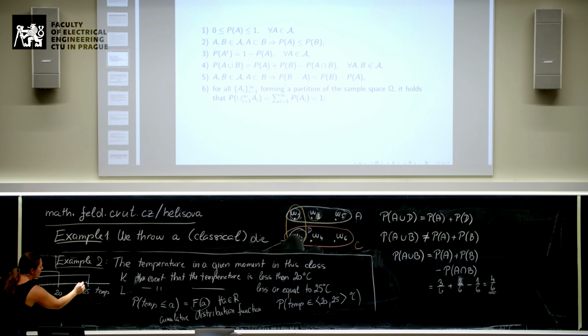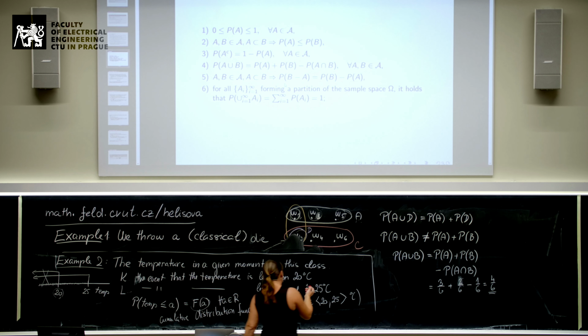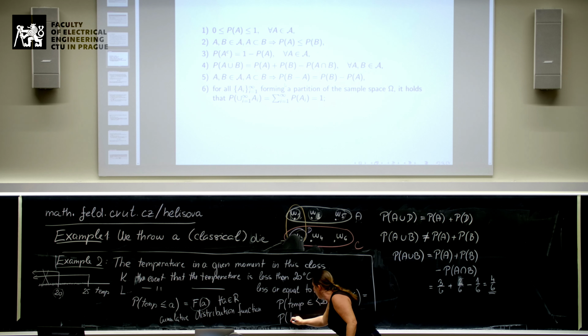Yeah? So when we take the probability of all these events, meaning that the temperature is less or equal to 25 degrees, and we subtract the probabilities of all these events, meaning that the temperature is less or equal to 20 degrees, we get the probability of all these events, meaning that the temperature is between 20 and 25 degrees. Yeah? So in fact, we calculate the probability of the event L minus K, and it can be calculated as the probability of L minus the probability of K.